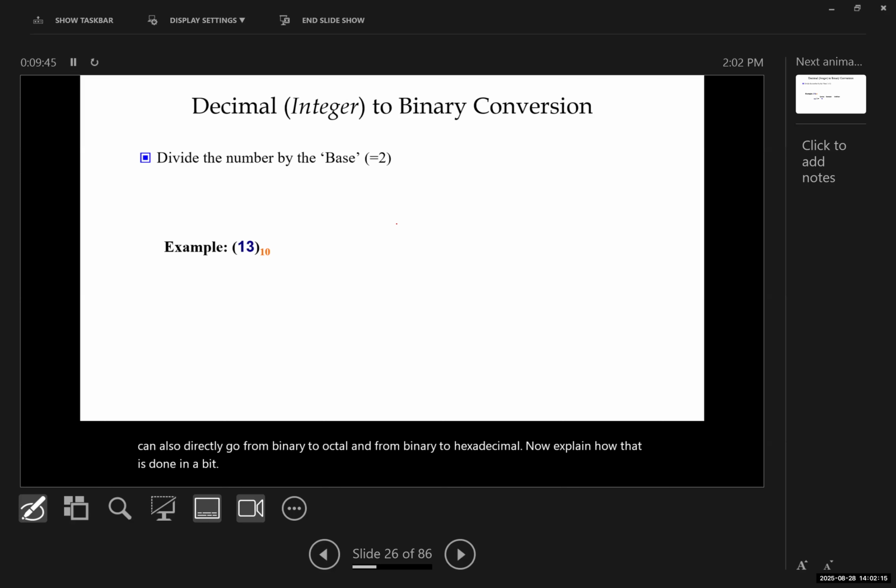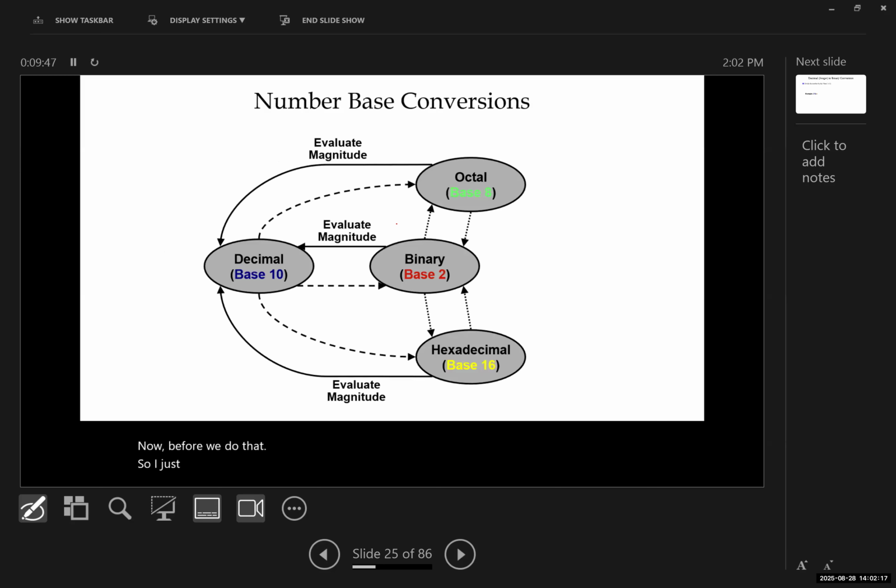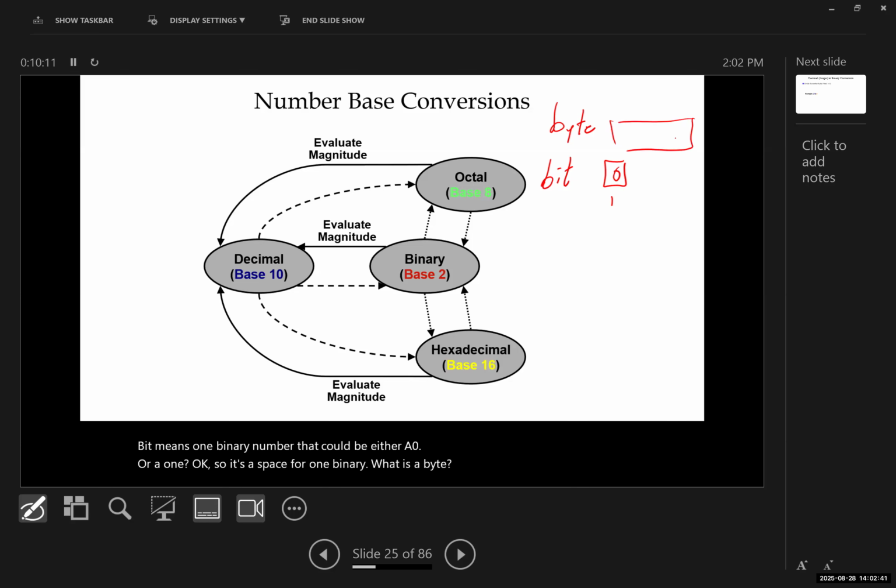Now, before we do that, I just want to mention something else. In computer systems, you may have heard about byte, okay? And bit. Bit means one binary number. That could be either a 0 or a 1, okay? So it's a space for one binary digit. What is a byte? Yes, 8 of these bits give you 1 byte.